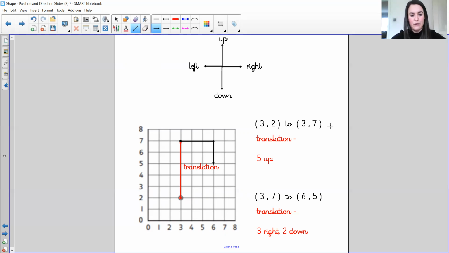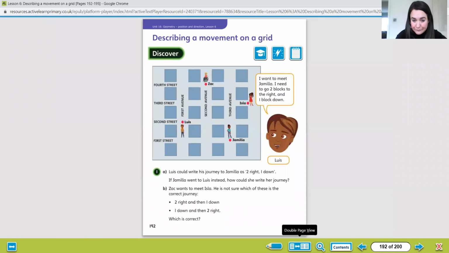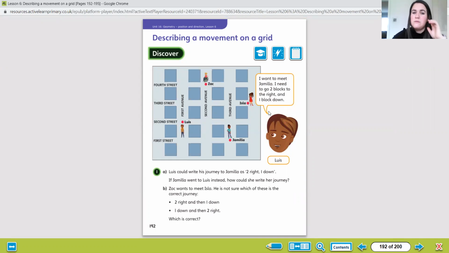Okay, right, so that's what we're going to be using today. We're going to be describing this movement. If I just show you my new page, look at that, I've got it already. Okay, so this is our movements today. This is what we're going to be looking at. Okay, so like I said, we're going to be describing movements across a grid.